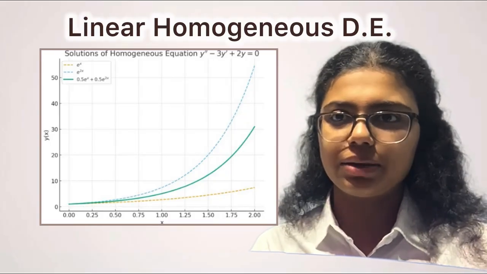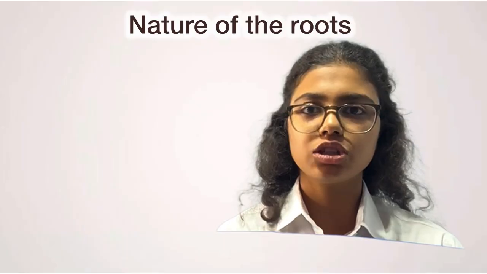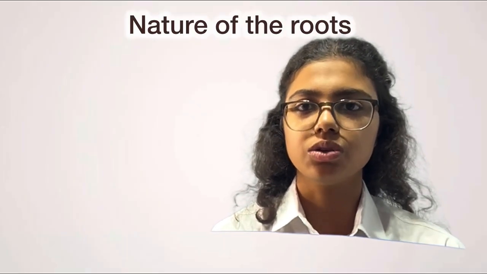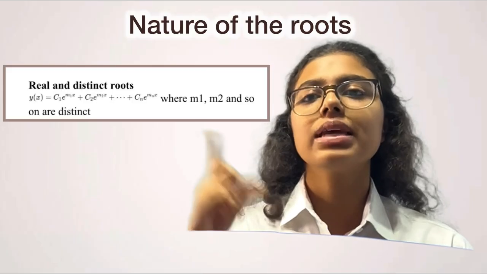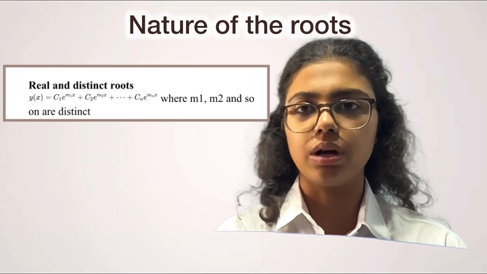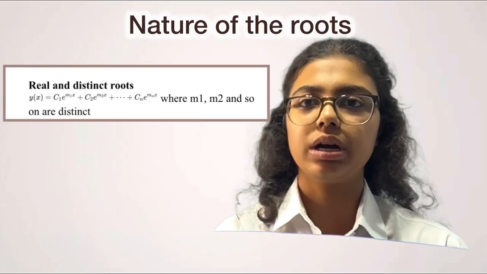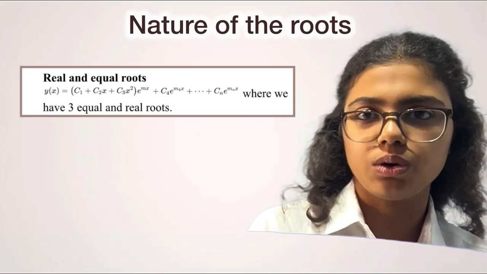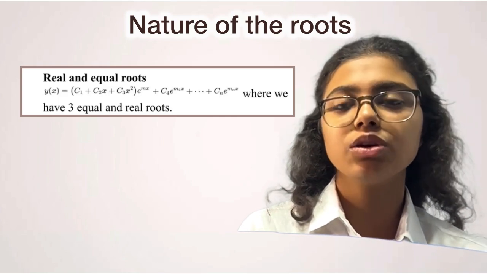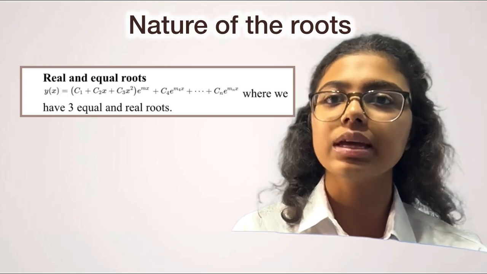initial conditions. Now, based on the nature of the roots, the complementary function and thus the general solution will be of the form c1 e to the power m1x plus c2 e to the power m2x and so on, where m1, m2 and so on are distinct. For real and equal roots, we have c1 plus c2x plus c3x square into e to the power mx, where we have three equal roots.